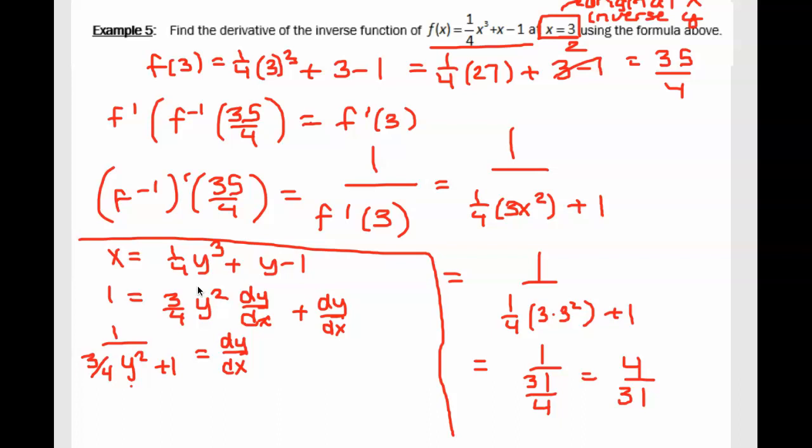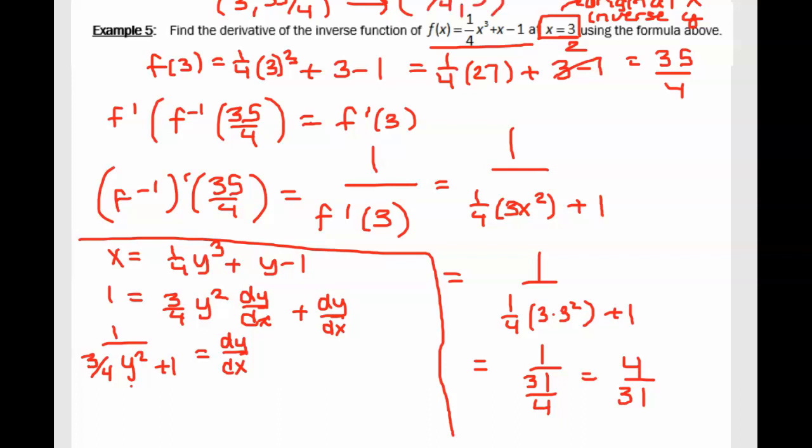Oops, you can't see what I'm writing in here. So that 3 is the original 3 for x in our domain. So the original point is (3, 35/4). So the inverse point would be (35/4, 3).